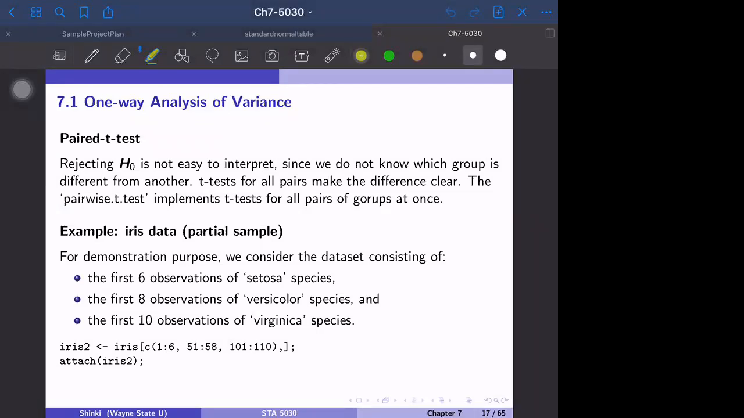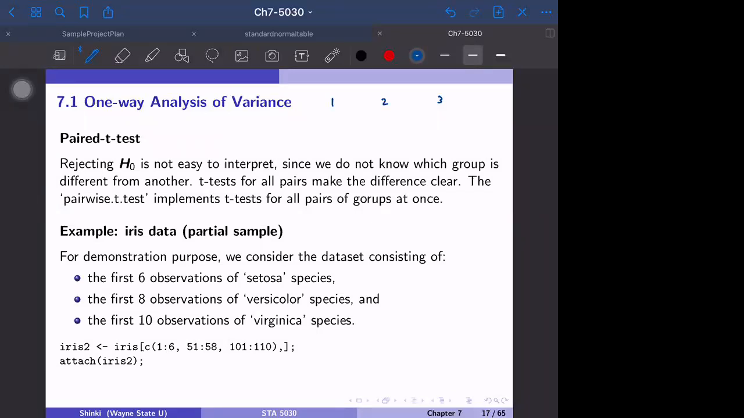Hi, we continue section 7.1, one-way analysis of variance. Last time we defined the one-way layout and did the analysis of variance, so that we can test if multiple groups are all the same or different. For example, we have three groups, 1, 2, 3, and the null hypothesis is that all groups are the same, and the alternative is that some groups are different.